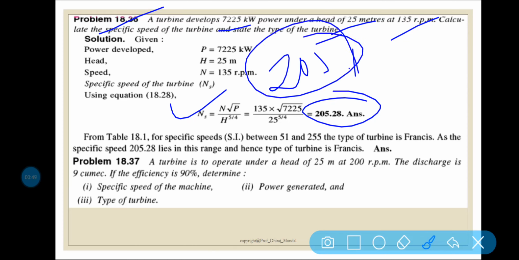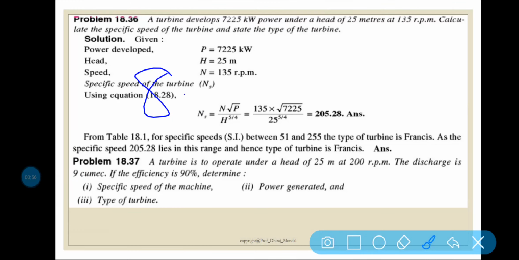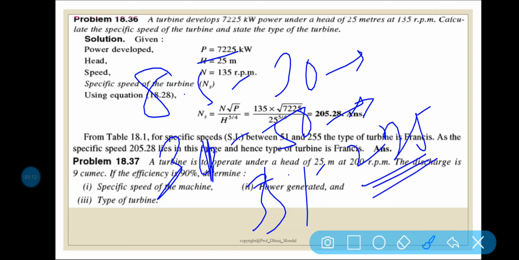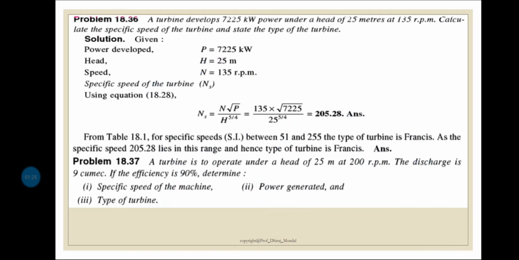If the specific speed is 205, then we can tell the turbine is a Francis turbine, because we know the ranges: 8.5 to 30 is a Pelton wheel with single jet, 31 to 50 is a Pelton wheel with double jet, 51 to 225 is a Francis turbine, that is a radial flow reaction turbine, and 255 to 860 is called a Kaplan turbine. Clear?